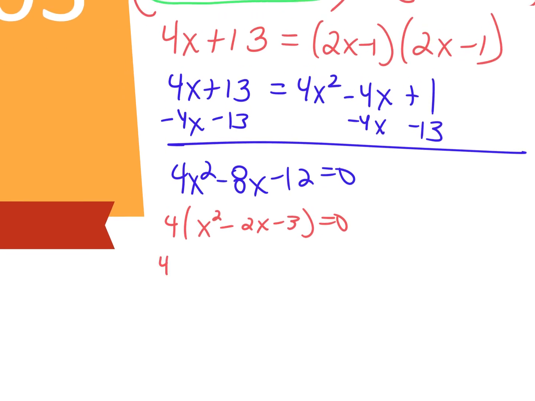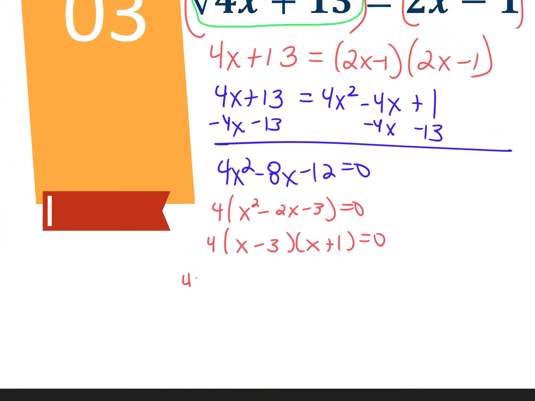Can I factor that? To what? Yes, sir. x minus 3 times x plus 1. And then we set each piece equal to 0. So 4 equals 0. Ever true? No, don't worry about it. x minus 3 equals 0. So x equals positive 3. And here x equals negative 1. Correct?